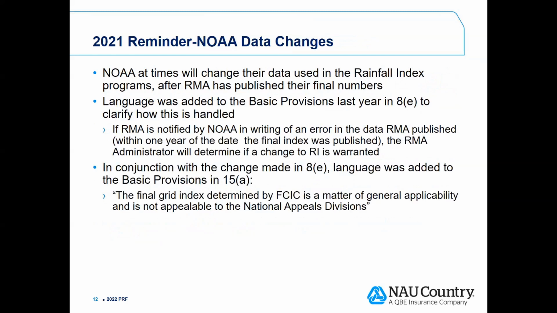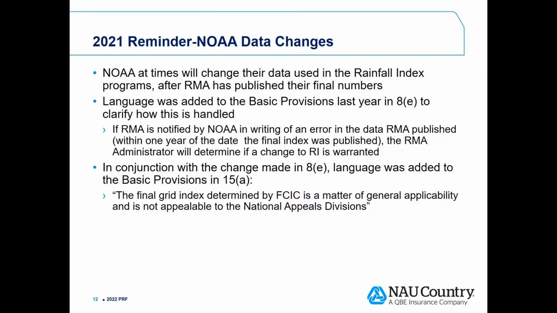NOAA data changes. This has happened, I think, a year ago, maybe 2 years ago. Basically, if RMA is notified by NOAA in writing of an error in the data RMA published within 1 year of the date the final index was published, the RMA administrator will determine if a change is warranted. Just for your information, I think it's happened once, a year or two ago.